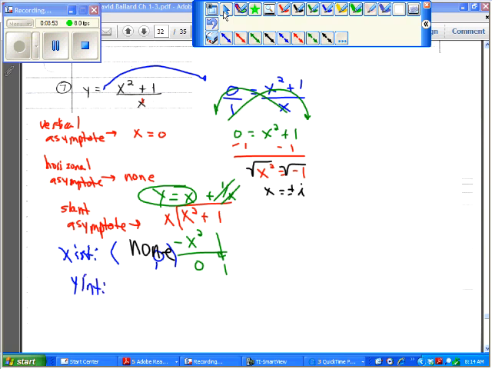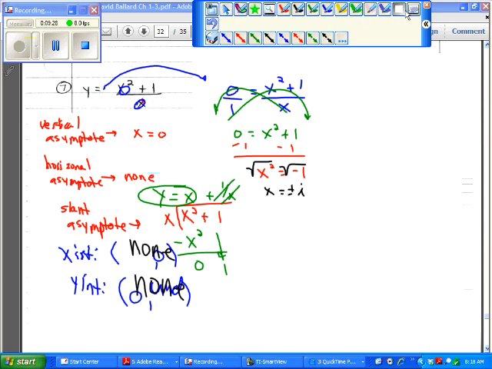Y-intercept is the value of y when x is 0. We put a 0 in for x, what do you get? 0. And division by 0 is undefined, so there's not a y-intercept either. No x-intercept, no y-intercept. Okay. So we've got that recorded. Now we want to find the derivatives.